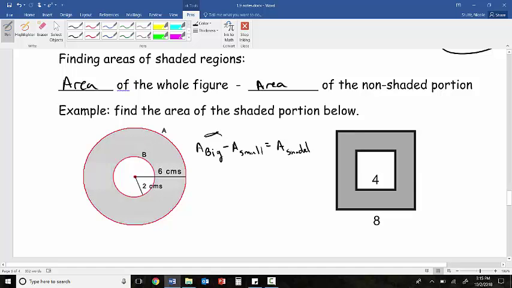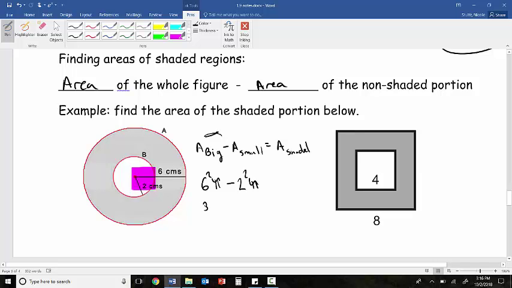So if you look at this big circle, its radius goes from the center to the end, and that is 6 centimeters. So your area is going to be 6 squared pi, because that's the formula. Now you're going to look at the small white circle, the one that's not shaded, and its radius goes from here to here. And it says right here that that radius is 2. So we're going to do 2 squared pi.